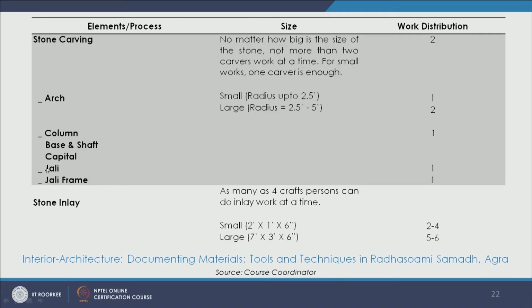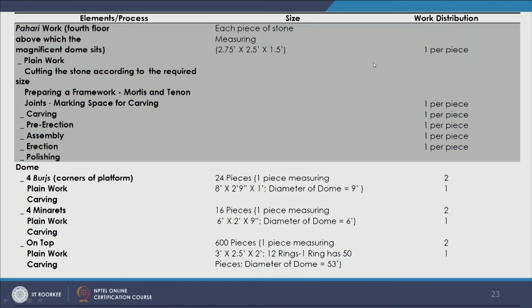We also tried to comprehensively understand the distribution of work, how many people work on a certain element for different sizes. So this was a very interesting inventory, and we discussed this in the module which focused on documenting materials, tools and techniques. So we were trying to understand, for a certain material, for a certain technique or process to happen for a certain size, how many karigars or how many people are required and how much they work. So we were trying to understand the system of work on the site.